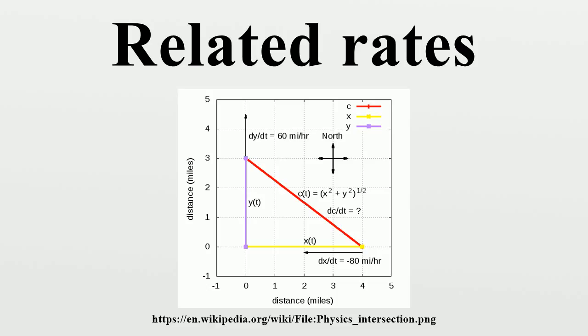Identify variables. Define y to be the distance of the vehicle heading north from the origin and x to be the distance of the vehicle heading west from the origin. Express c in terms of x and y via Pythagorean theorem. Express dc/dt using chain rule in terms of dx/dt and dy/dt. Substitute in x equals 4 miles, y equals 3 miles, dx/dt equals minus 80 miles per hour, dy/dt equals 60 miles per hour and simplify. Consequently, the two vehicles are getting closer together at a rate of 28 miles per hour.